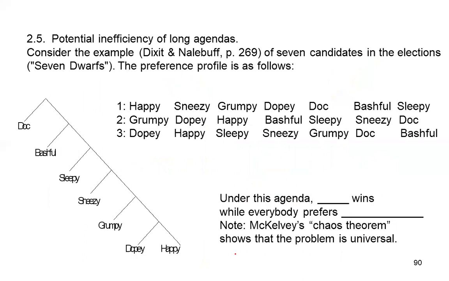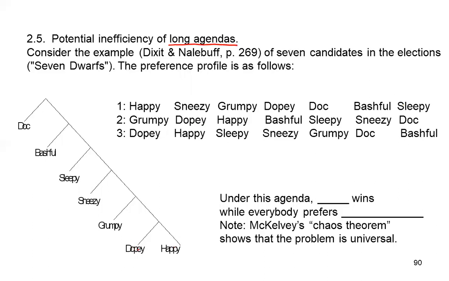We can take a look at another example with a long agenda. We have now 7 candidates in the elections, 7 dwarfs. Not a nice way of talking about politicians, but I am not unsympathetic. 7 dwarfs, just 3 voters, and these are their preferences. Those cute names: Happy, Sneezy, Grumpy, Dopey, Dog, Bashful, Sleepy. So we have those preferences. They vote sincerely. And here is our agenda.